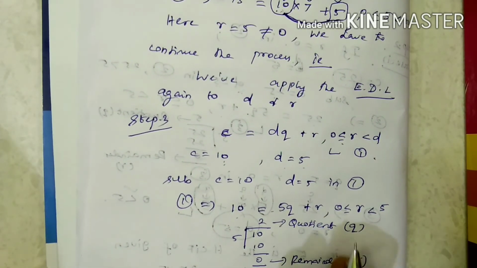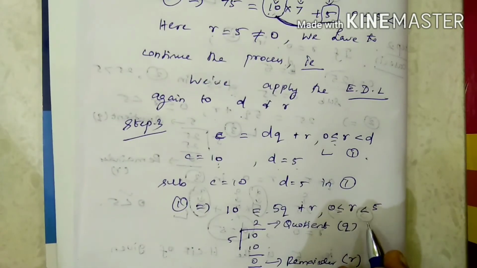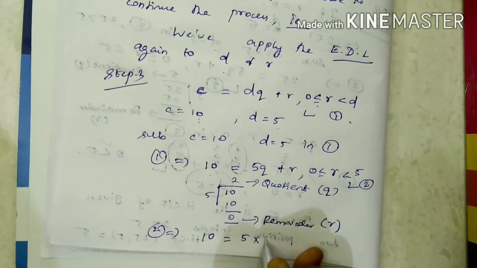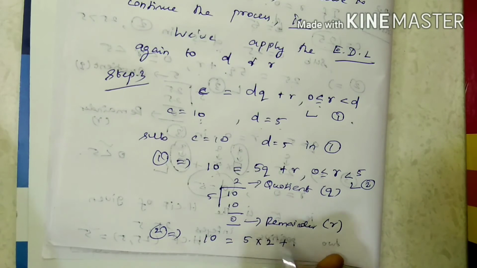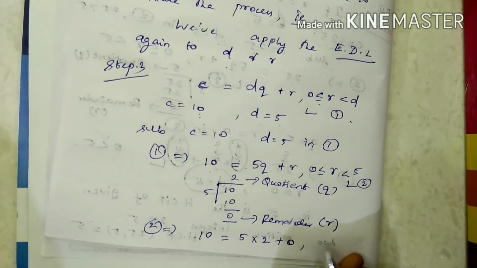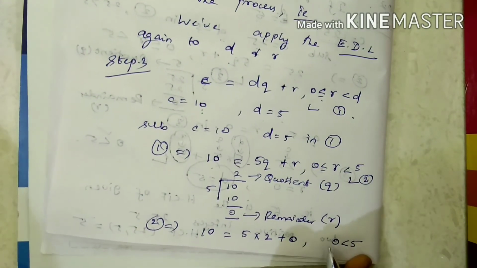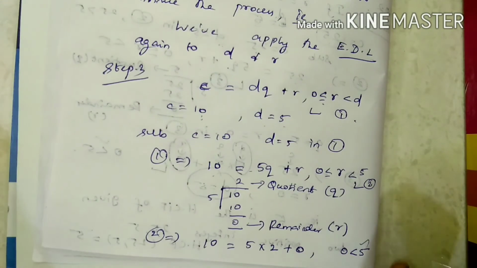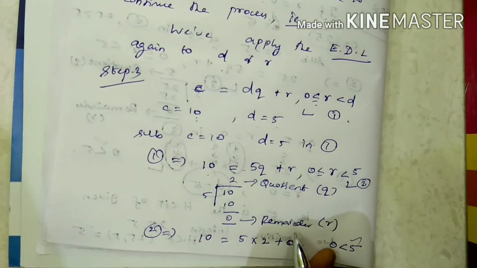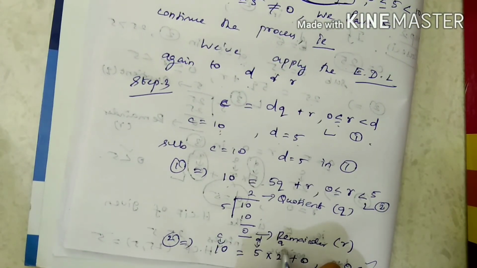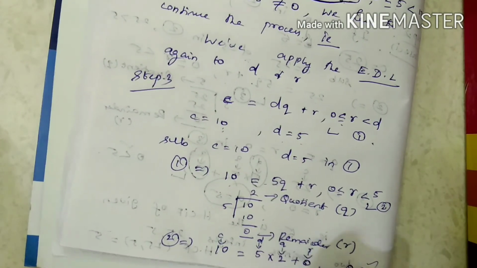Now substituting both of these values q and r in equation 2, we get 10 equals 5 into 2 plus remainder r, which is 0. The r value is 0, which is less than 5 and equal to 0. So one condition is enough. Here C is 10, D is 5, q is 2 and r value is 0.